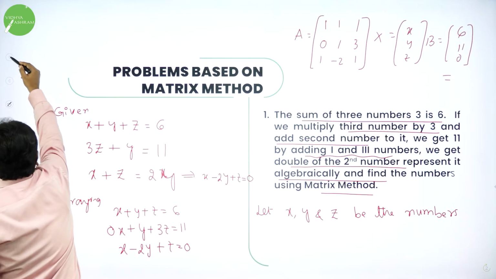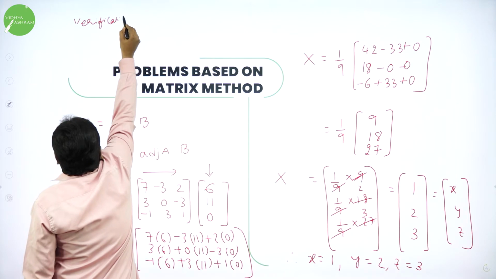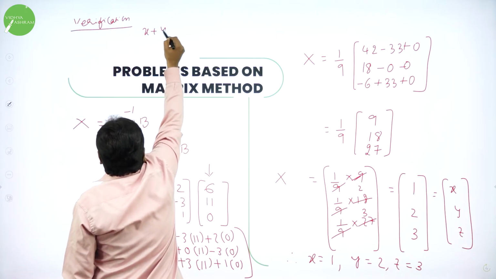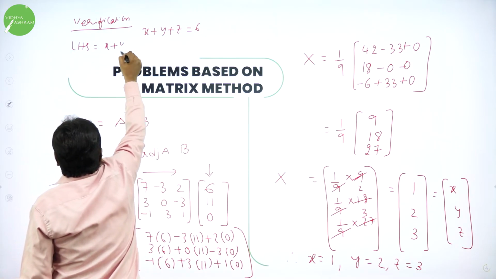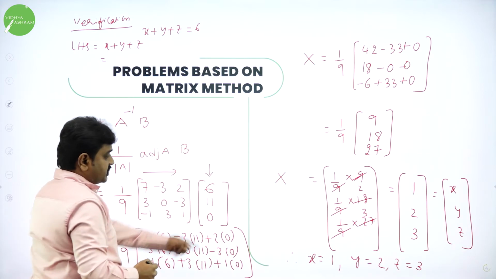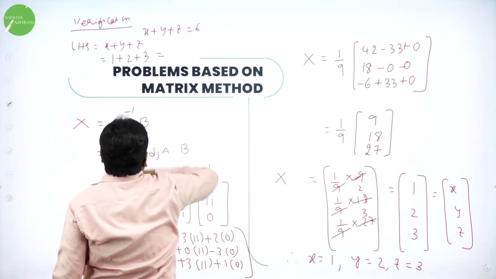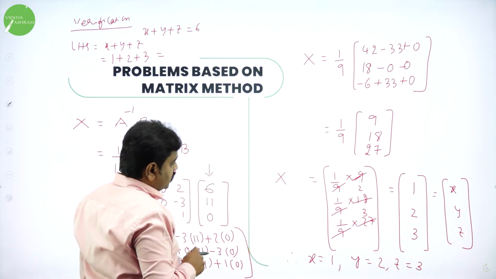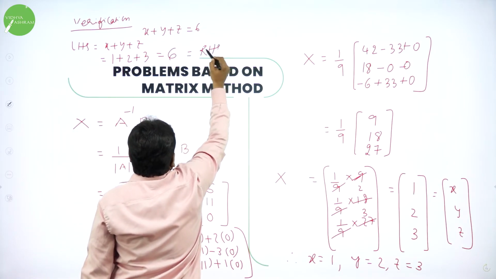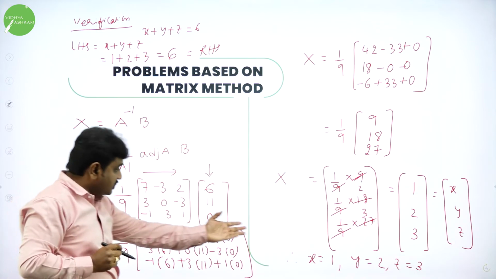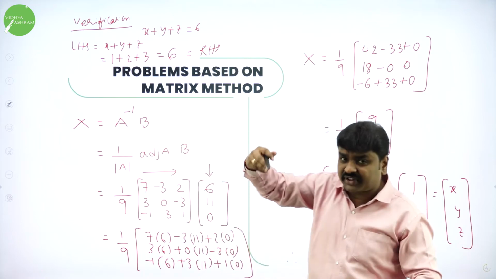x plus y plus z equal to 6. So, verification. I'll take the first equation, x plus y plus z equal to 6. In this I'll take the LHS. What is the LHS? x plus y plus z, and I'll substitute. What is x? I got 1. What is y? I got 2, plus 3. 1 plus 2 plus 3 is what? 1 plus 3 plus 2 gives you 6. This is the RHS. RHS is also 6. We are getting 6. Therefore your answer is correct. So please do verify. Don't forget. It will take just 10 seconds. Put x, y, z in any one of the equations, you will get it.